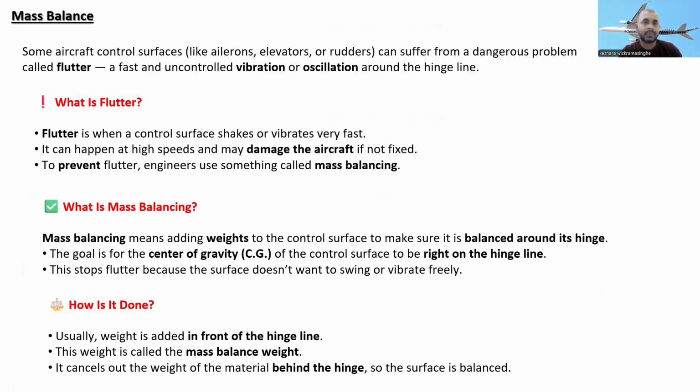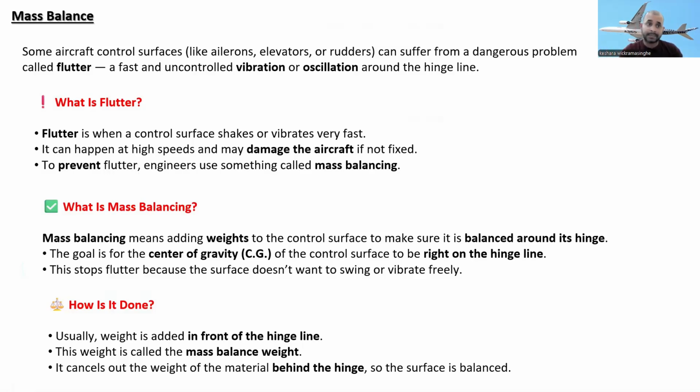All right. Okay, now let's go to the mass balance. Some aircraft control surfaces like ailerons, elevators, or rudder can suffer from a dangerous problem called flutter. Flutter is caused by vibrations: a fast and uncontrolled oscillation around the hinge line. Okay, so this is a very big problem.